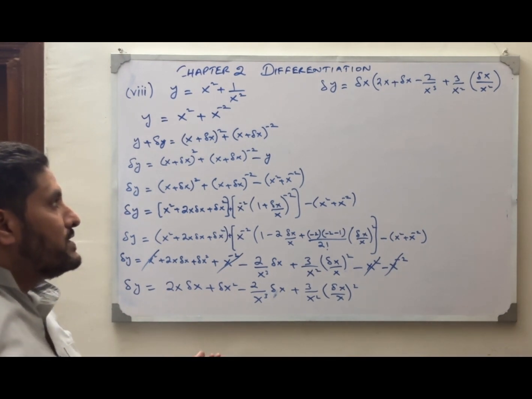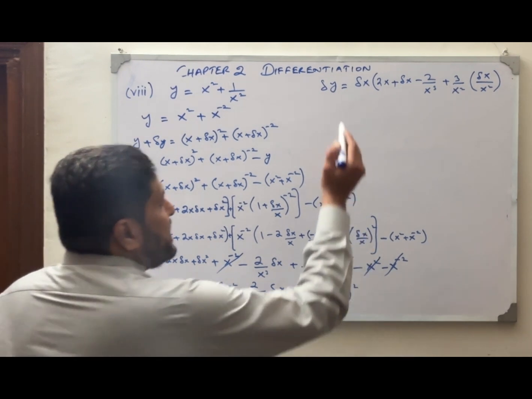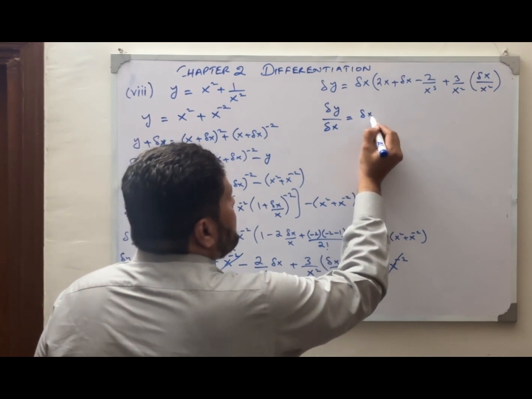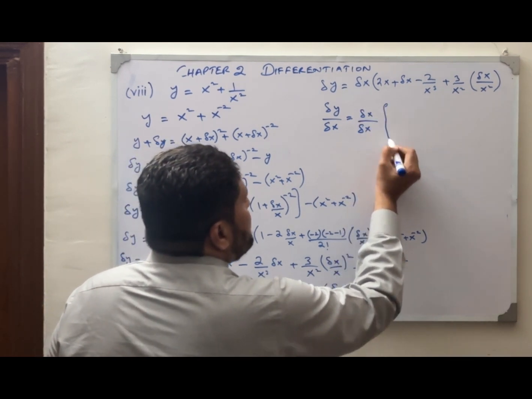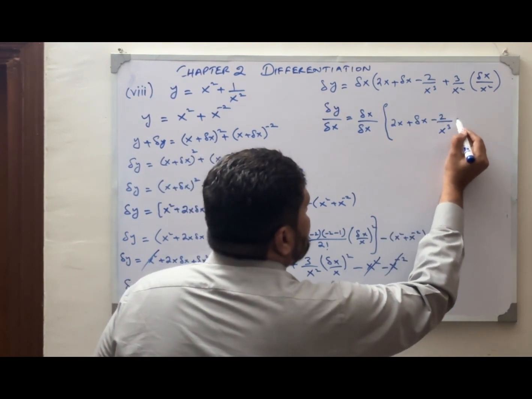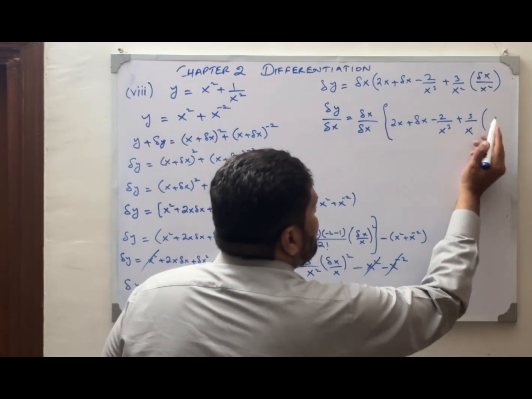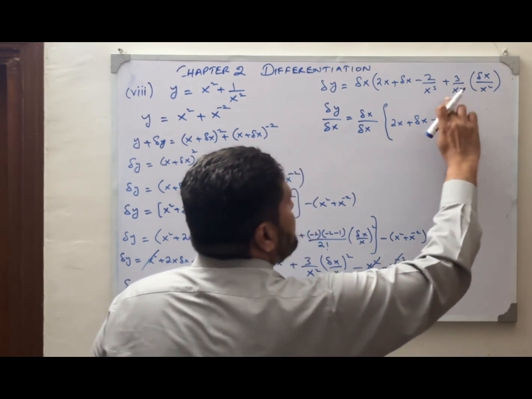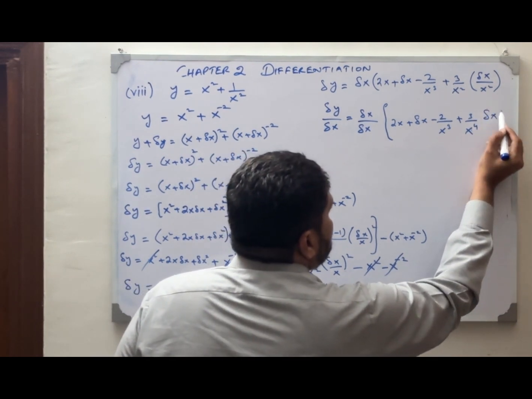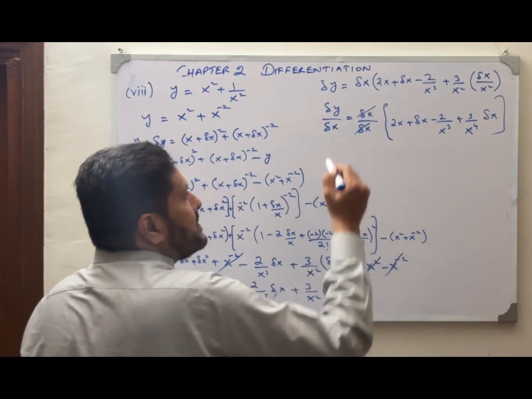Now by using step 3, we have to divide both sides of the equation with delta x. So we can write delta y by delta x is equal to delta x by delta x, that is multiplied with all these terms: 2x plus delta x minus 2 by x cube plus 3 by x square into, either we can write it as 3 by x4, this x square will be multiplied by this x square, that will become 3 by x4, and this delta x. So here we have simplified this expression, and our delta x will be cancelled with delta x.